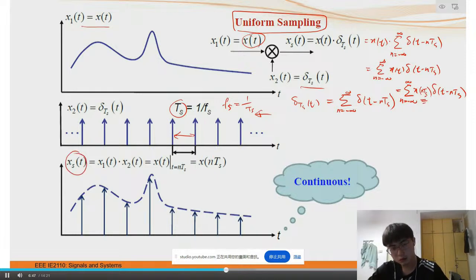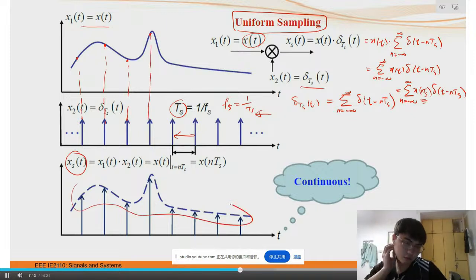So every time you multiply the continuous time signal with a delta function, you are evaluating this signal at that particular instant. Likewise, you are taking the sample value here at this particular instant, and this is a sample value here, and this is a sample value here at this particular instant. So you end up with this set of delta functions.